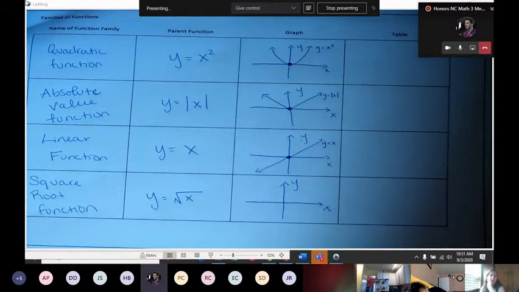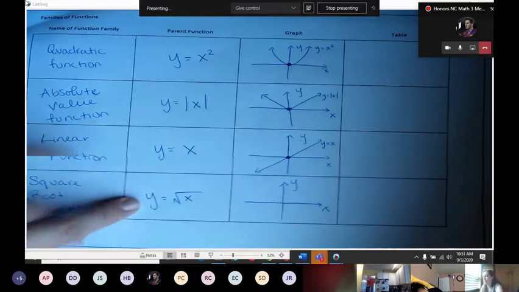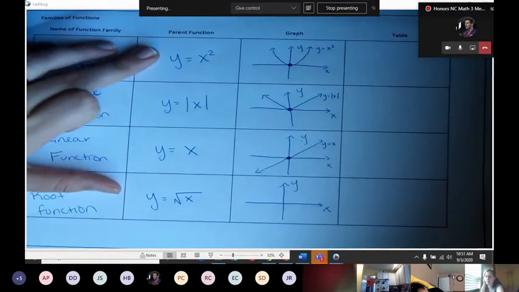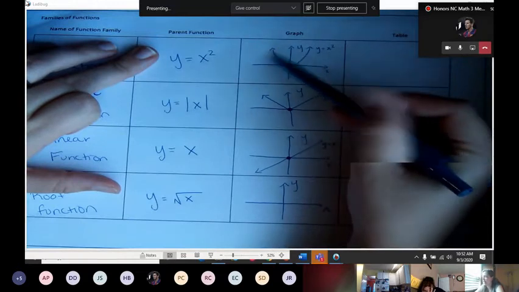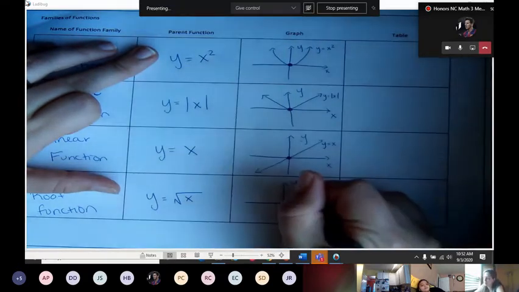Okay, and last but not least is the square root function. And the square root function is the inverse of the square function. So we would take this and we would actually reflect it over the line y equals x. And it creates kind of a sideways parabola.